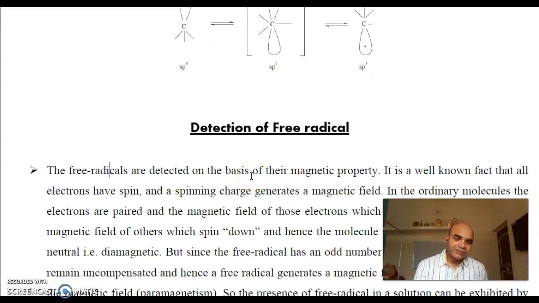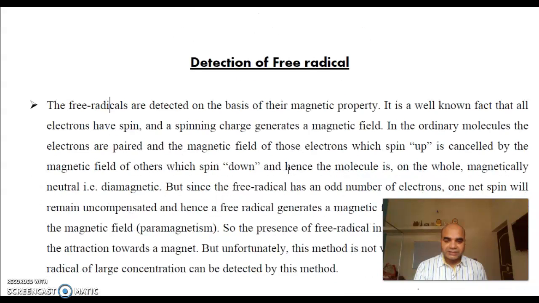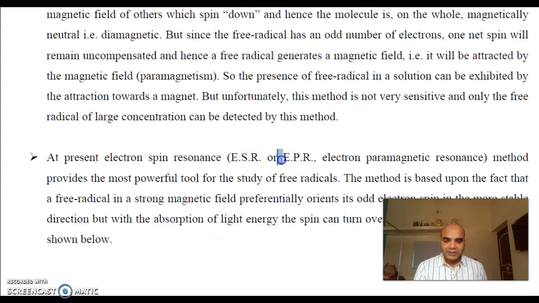Now, the detection of free radicals. As I told you in the very beginning, the property of paramagnetism in free radicals, because of the presence of one unpaired electron, is very helpful in detection of the free radicals. The technique by which free radicals are detected is known as EPR, or electron paramagnetic resonance, or ESR, that is electron spin resonance.